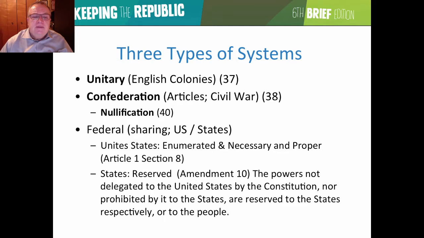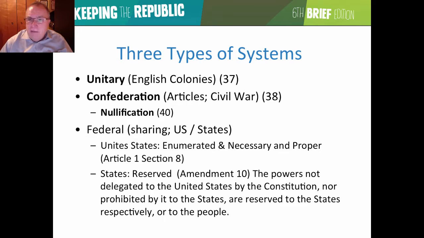So there are 3 types of systems: unitary, confederate, and federal. So the study guide question asks, what is the definition of a unitary system? And that's where the central government has all the powers. So for us, that was the English colonies. The government of England had all the power, and we were colonies.